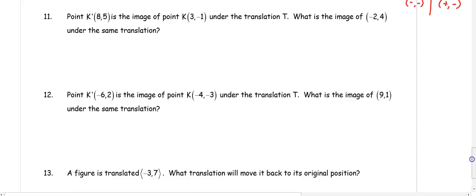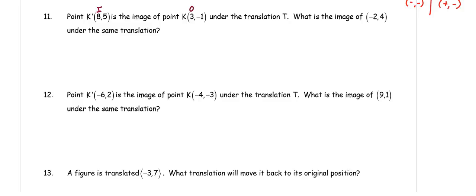3 more problems to look at. K prime is the image. So remember that K prime is the image of the point K, 3 comma negative 1, under the translation T. So K is my original point. What is the image of negative 2, 4 under the same translation?